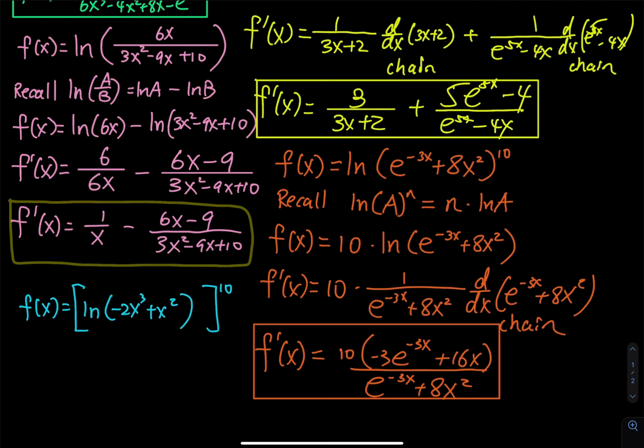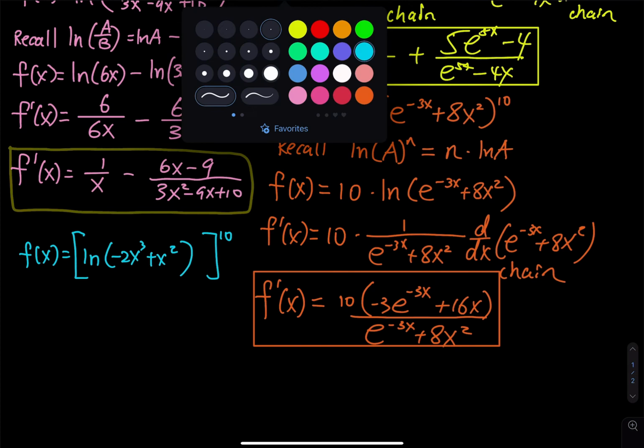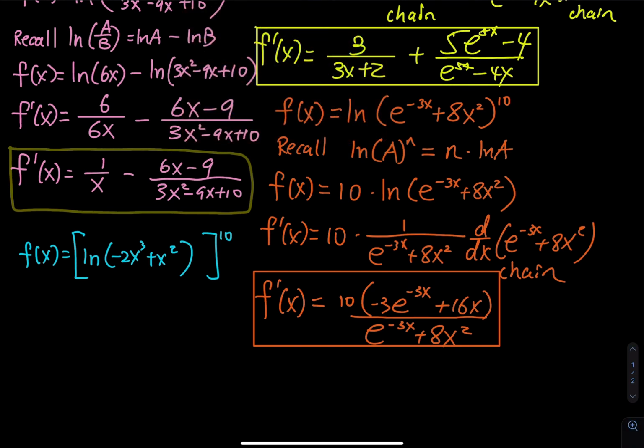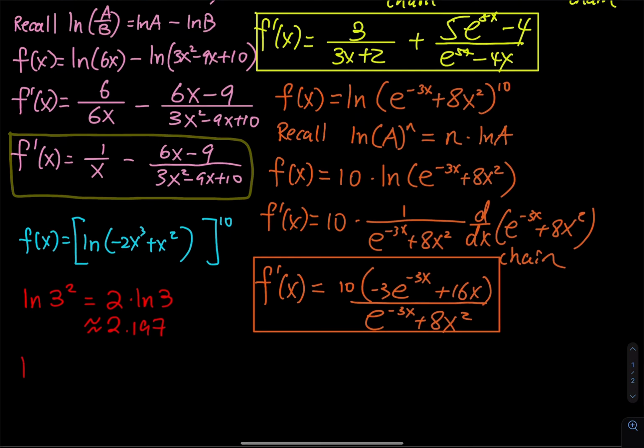The reason I put this up is because why don't you write this down? Very important. If you have ln 3 squared, that equals 2 times ln 3. This is approximately equal to 2.197. But if you have ln 3 and then you square the whole thing, that equals ln 3 times ln 3, and this is approximately equal to 1.207.